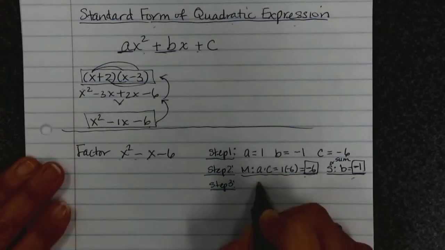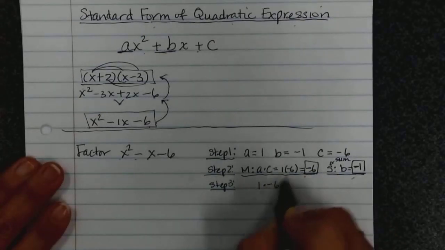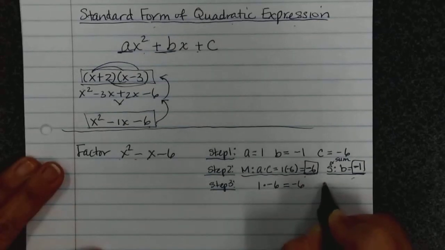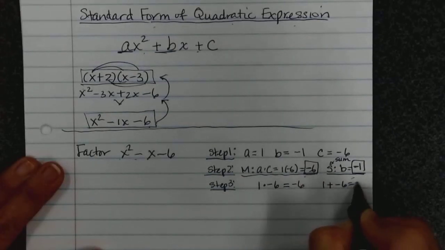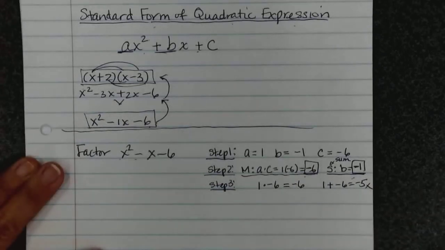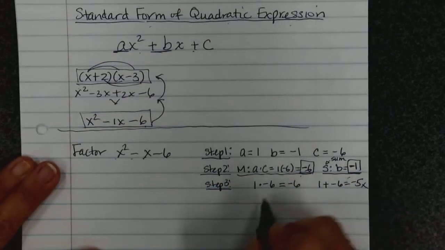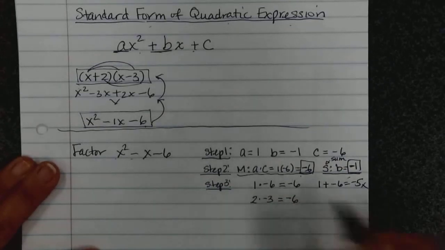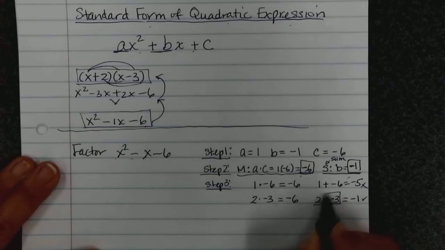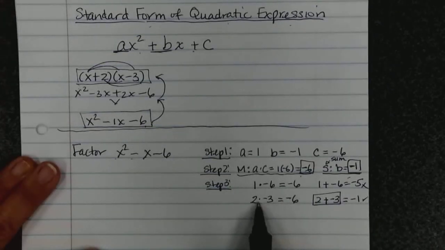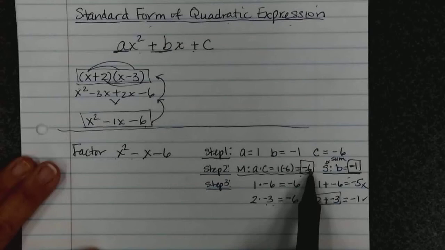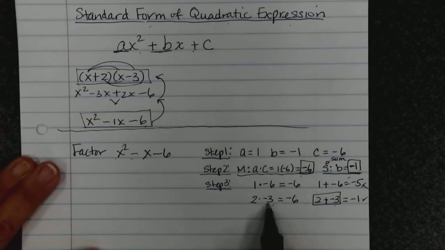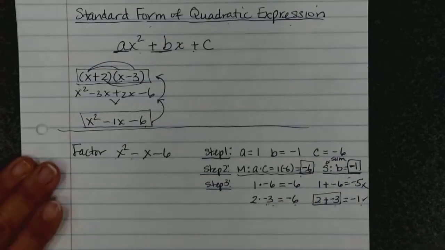For negative 6, I could do 1 times negative 6, like we did up here. That's negative 6. But if I did 1 plus negative 6, I get negative 5. So this isn't the factor. And then I could do 2 times negative 3. Well, 2 times negative 3 is also negative 6. Now if I do 2 plus negative 3, I get negative 1. And these are the factors I'm looking for. So I want two numbers that multiply together to negative 6, and when I add them, I also get negative 1.